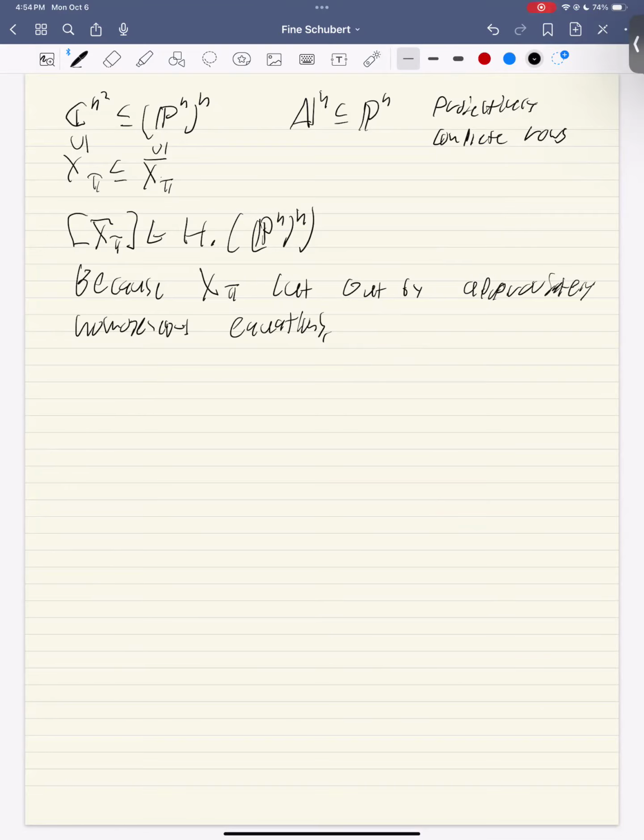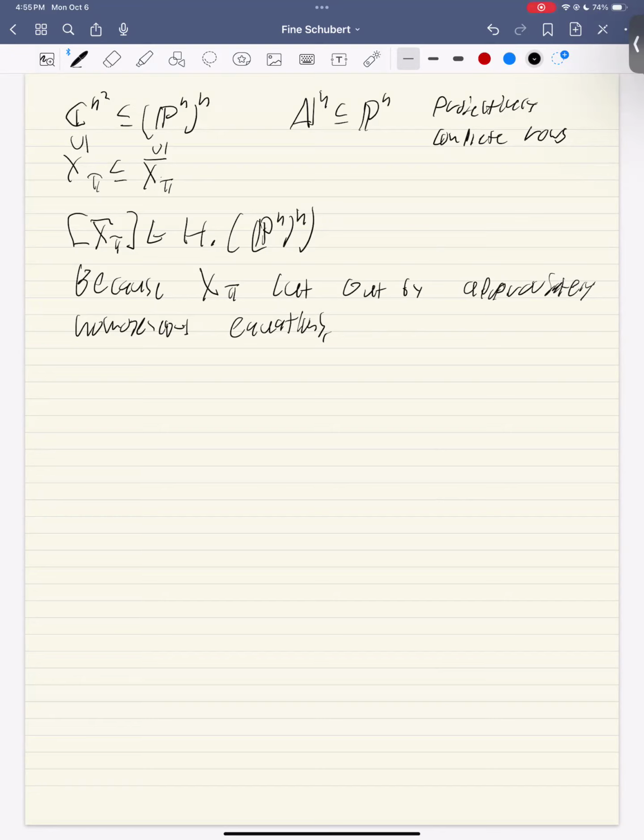What happens is there's an action of C star on Pn to the n, having chosen my weight W, which compactifies the action of C star on C to the n squared. You can degenerate x pi inside C to the n squared and then take the closure, or you can degenerate the closure of x pi in Pn to the n. A priori these are different things, but because x pi is homogeneous in the appropriate sense, you get the same thing.